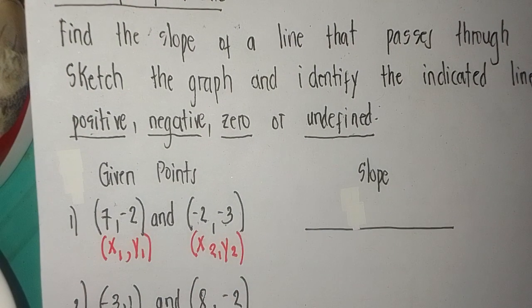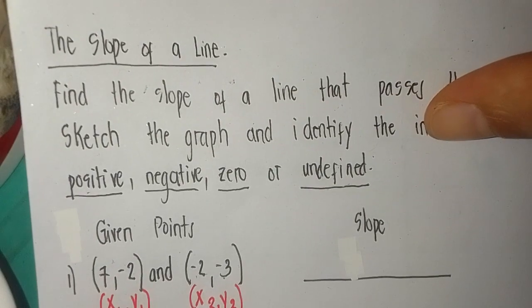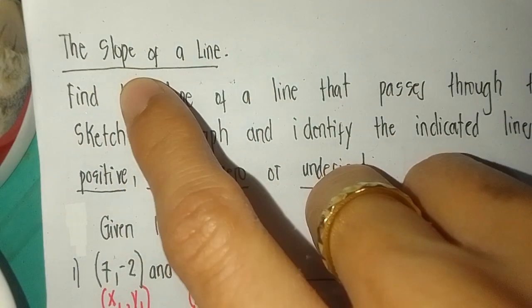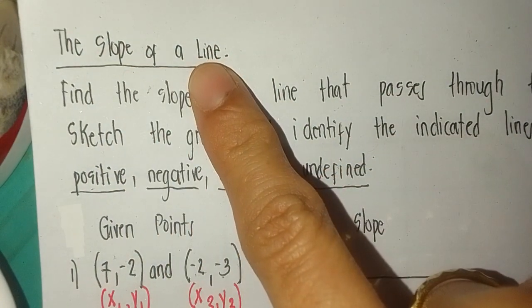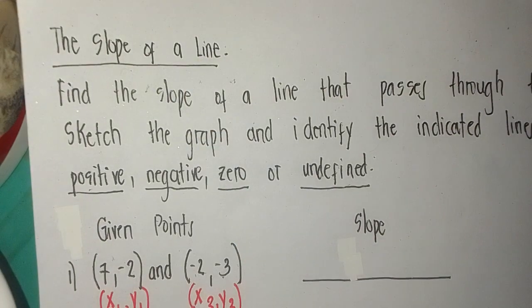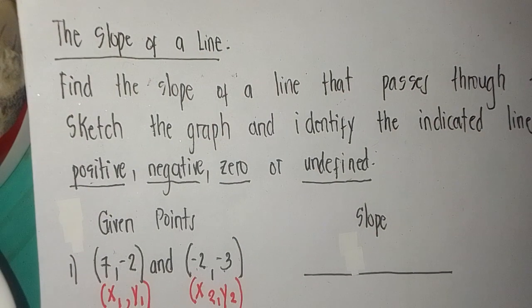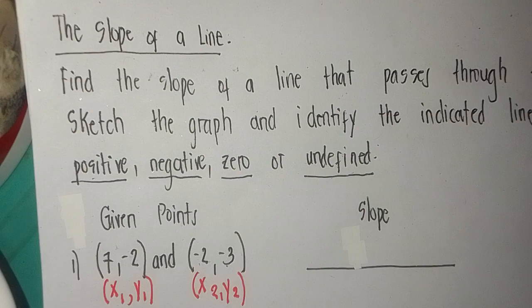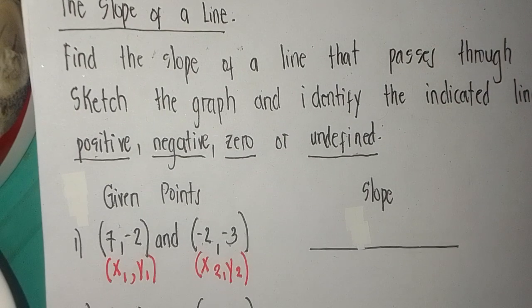First part in your exam is the knowledge, which is about the slope. The second part is performance, solving or finding the slope of a line. Third part is writing the given linear equation into slope-intercept form.